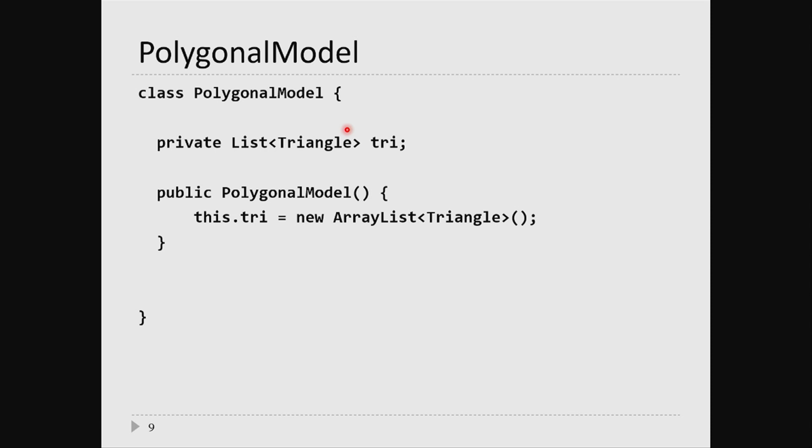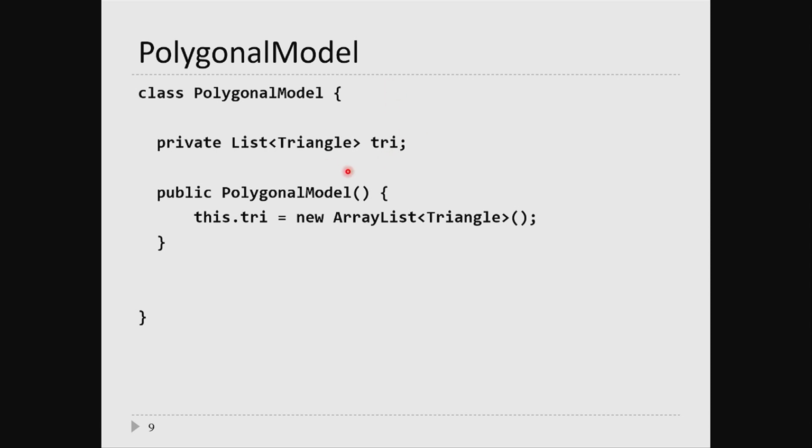So if the model holds more than one triangle, I need some sort of collection to hold the triangles. So I'm going to use a list. You could use an array. Probably don't want to use a set, but you might. Could use a map, but again, probably don't want to use a map. In this case, it makes sense to use a list.